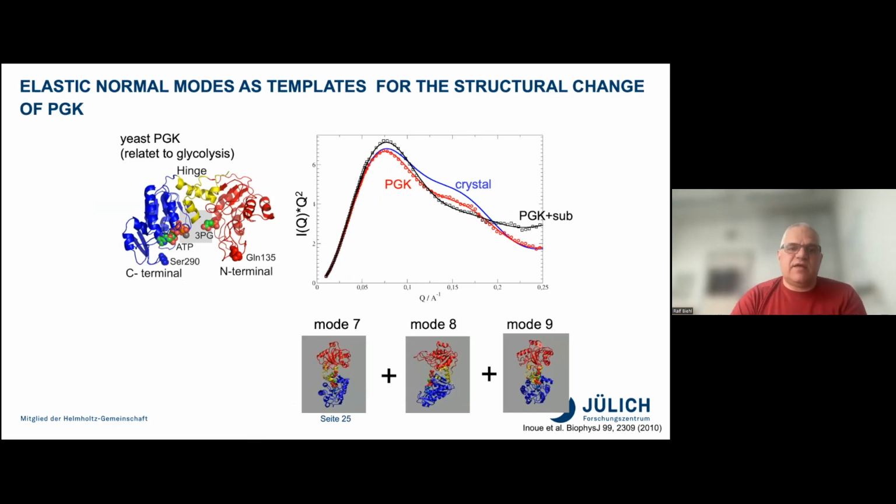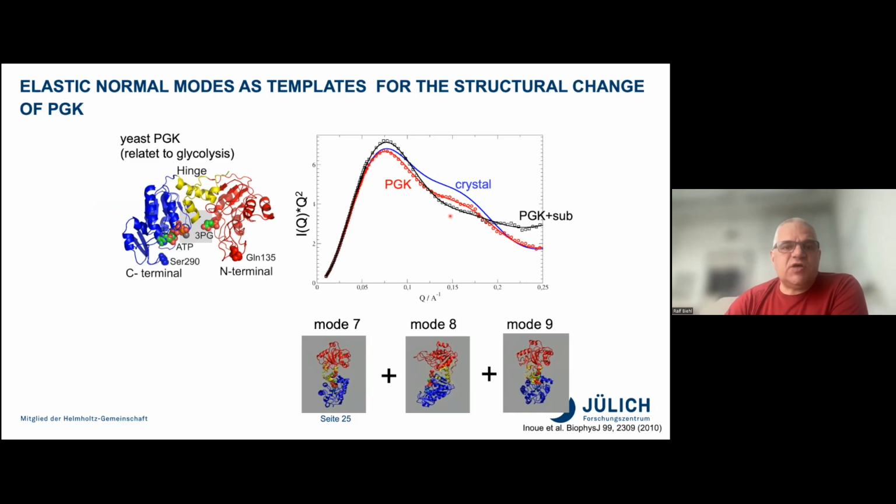So we take these elastic normal modes that are the softest normal modes that we use here. That here is a torsion of the two domains. That is a bending that closes basically the cleft. The active center is here exactly then in the center of this cleft. And this here is a bending motion to the side. And if we combine these in the right way, then we can get an excellent fit that is shown here in the Kratky plot.